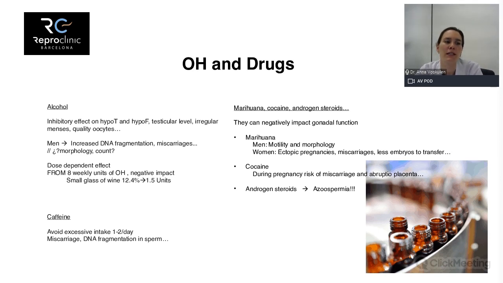What we know is that it is dose dependent, okay, so it depends on how much you drink. From 8 units a week, sorry, of alcohol, it could have a negative impact, as I am telling, okay. One small glass of wine is 1.5 units, more or less.